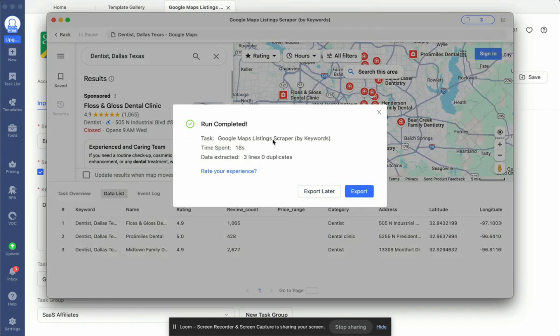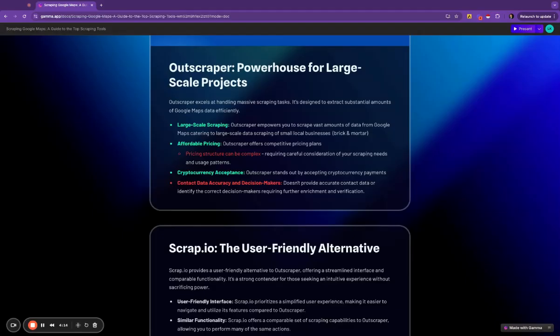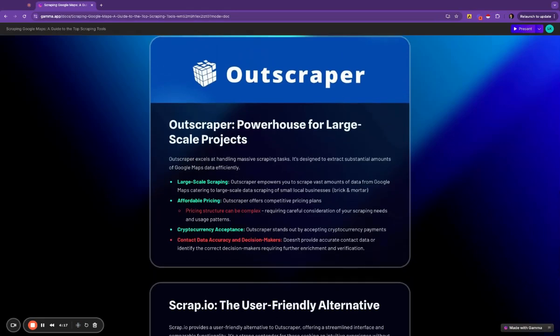And then Outscraper. Outscraper is going to be kind of the standout for us. Outscraper is probably one of the best Google Maps scrapers, and we'll talk about why here too. It's really designed to extract really large amounts of data. So if you need to capture a lot of small businesses, Outscraper is probably going to be your best option, also for the reason that it's quite affordable.